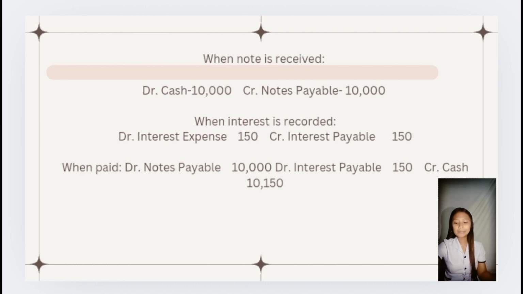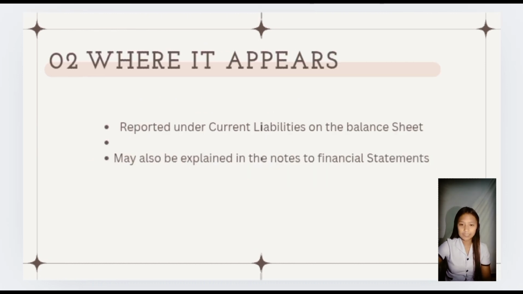First, when the company receives cash, it records a liability. Then as time passes, it accrues interest expense. Finally, when the note is paid off, both the principal and interest are removed from the books and cash is reduced accordingly.